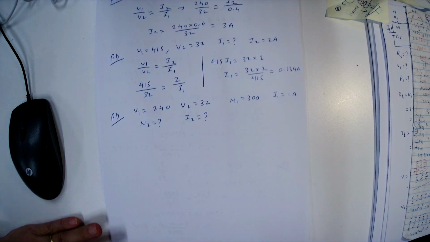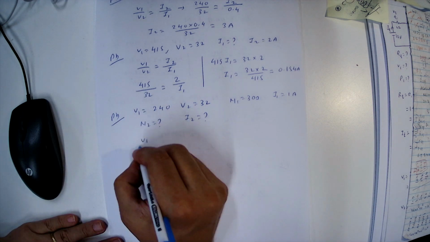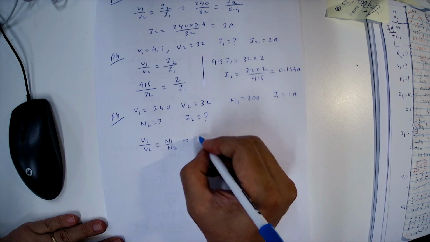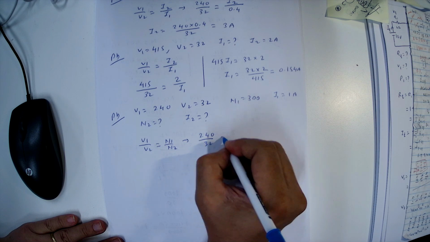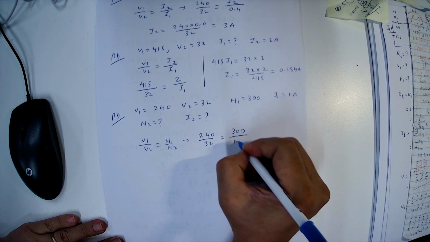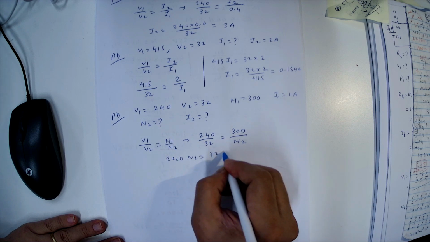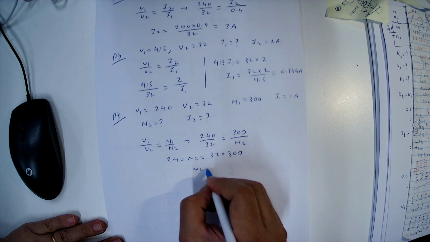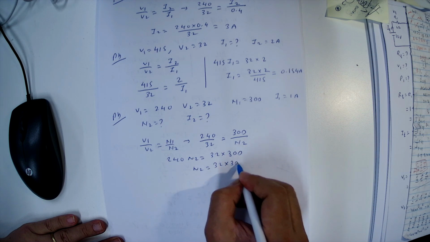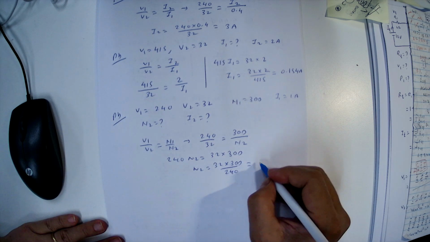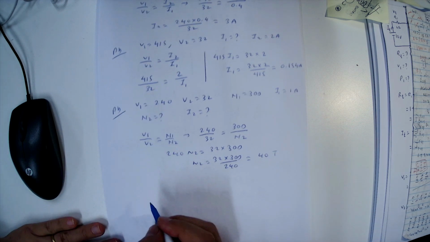So we write down the equation: V1 by V2 equal to N1 by N2. So V1 240, V2 32, N1 300, N2 needs to be calculated. So 240 N2 equal to 32 multiplied by 300. So N2 equal to 32 multiplied by 300 divided by 240. So then for N2 we got 40 turns.